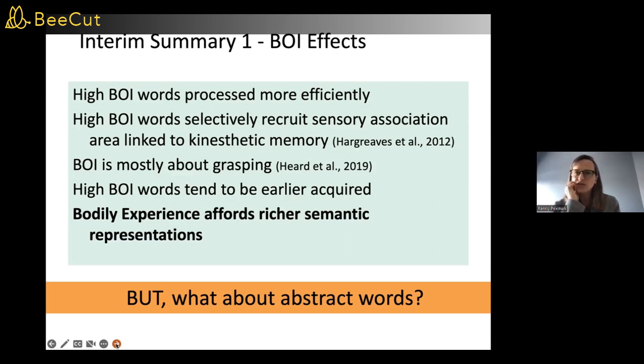Interesting. I'm not quite sure what you mean by duration. What I can say is, if you were doing a task where you just had to say that something was a word, or say that something referred to a real object, you would be able to do it more quickly for high BOI words. There also are some differences in fMRI. We've done a few studies with the BOI dimension and fMRI and found that high BOI words tend to show selective recruitment of areas of the cortex that are linked to kinesthetic memory. Inferior parietal lobule is one of them.